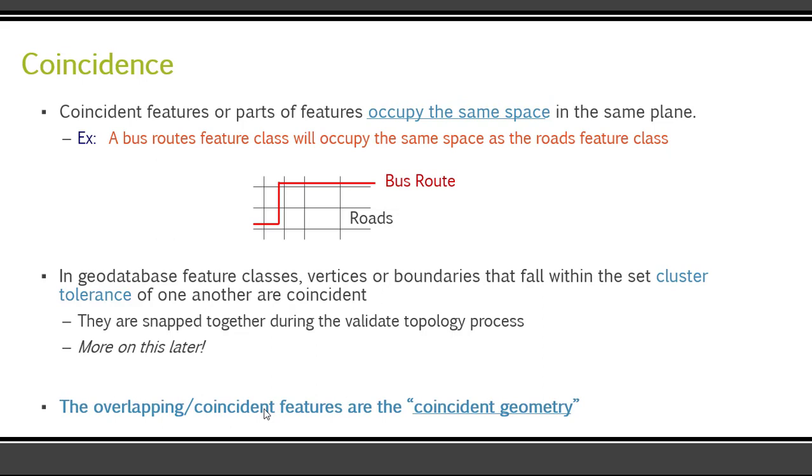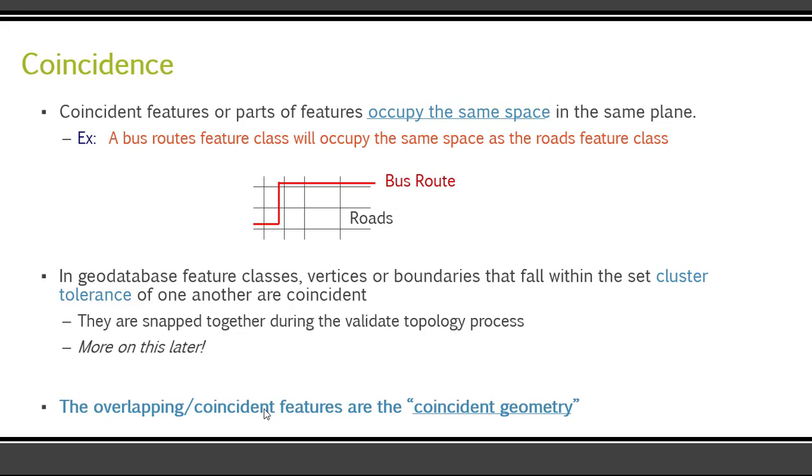Now, as we saw with XY tolerance, and as we'll see with cluster tolerance, this is by default a very, very small distance, because obviously we don't want to be looking out feet and meters and saying that things should be sharing the same space, because then you often get really, really messy results.